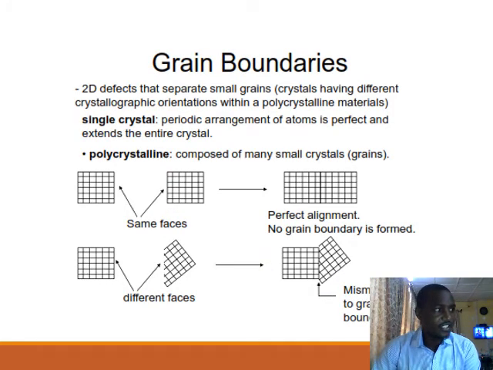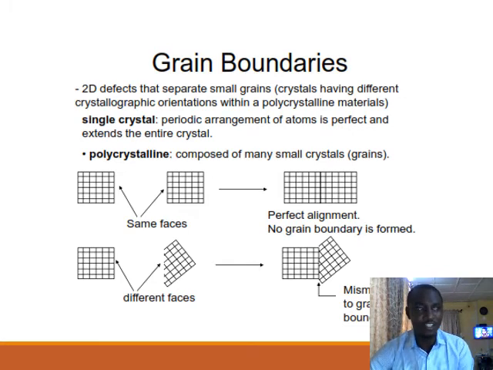The next is the grain boundary. For the grain boundary, you have a 2D defect that separates two small grains. How do we define a grain? Based on our understanding of what a crystal is, we know that it is a regular arrangement of atoms, so that arrangement comes in a particular pattern. Now say, for instance, two grains are combined together to form a single structure.